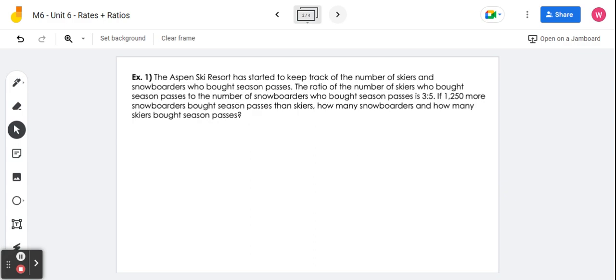Next question. The Aspen ski resort, not key resort, has started to keep track of the number of skiers and snowboarders who bought season passes. So right off the bat, what are we comparing? We're comparing skiers and snowboarders. The ratio of the number of skiers, so we see that skiers are coming first, who bought season passes, to the number of snowboarders who bought season passes was 3 to 5. So we're going to write ski and snow. Let's make that snow a little bit better.